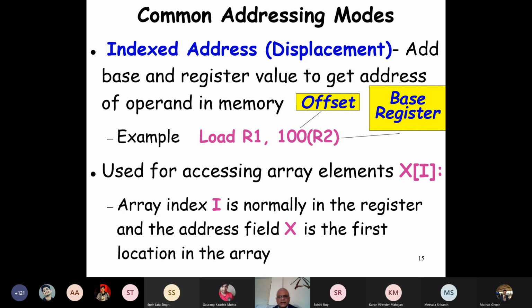So the indexed or displacement mode is very convenient to do operations. R2 is called the base register and 100 is called the offset, used for accessing elements of an array successively. It becomes very simple if you use the indexed mode.